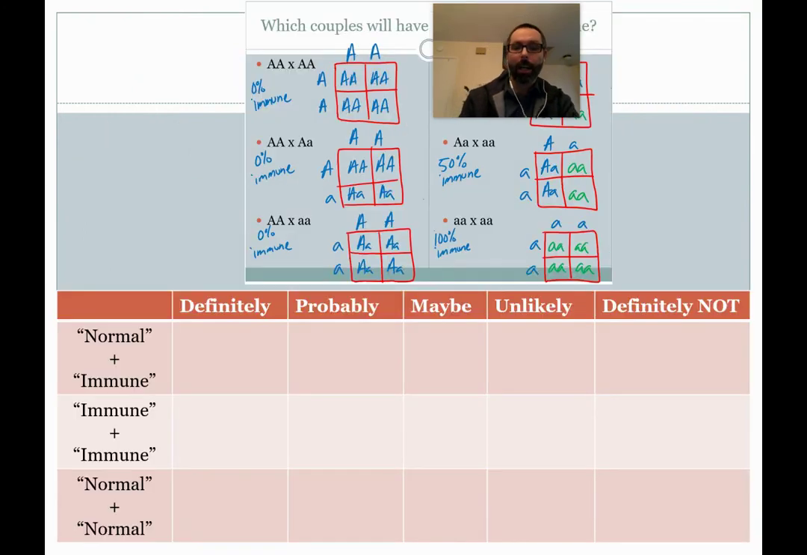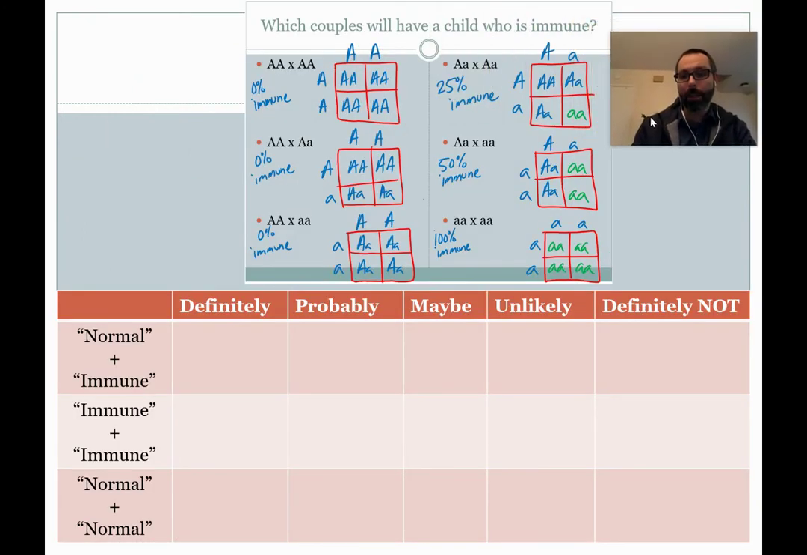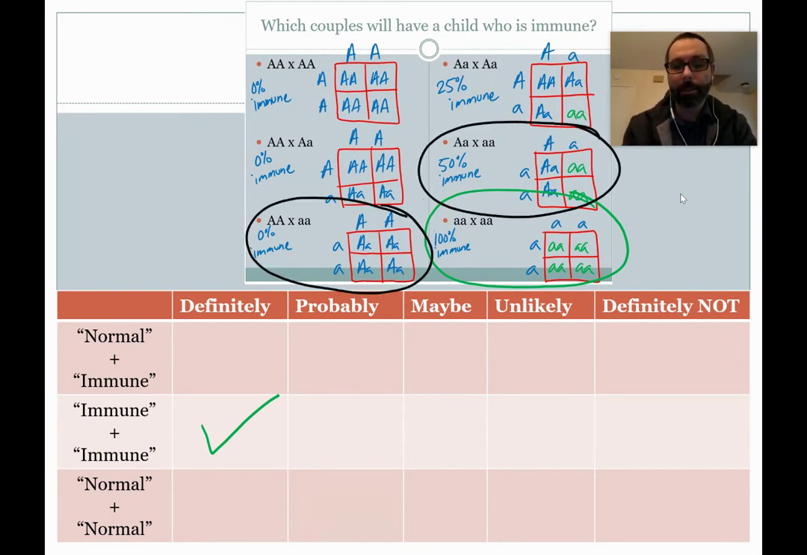Now, finally, getting back to our question about what is possible or not. If you have 2 immune people, we now know that you have 100% chance. You are definitely going to have a kid who is immune. But what about the normals and the immunes? There are 2 of them that are normal and immune. And one of them has a 0% chance.